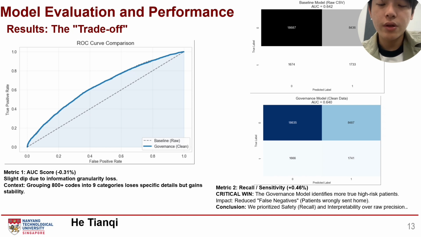In a hospital setting, recall is the safety metric. It measures how many sick patients we correctly identified. A higher recall means we are catching high-risk patients that the baseline model missed. We effectively traded a tiny bit of mathematical precision for greater patient safety.